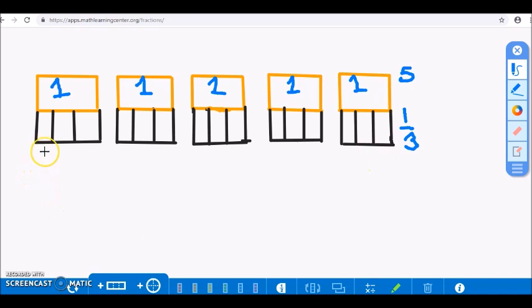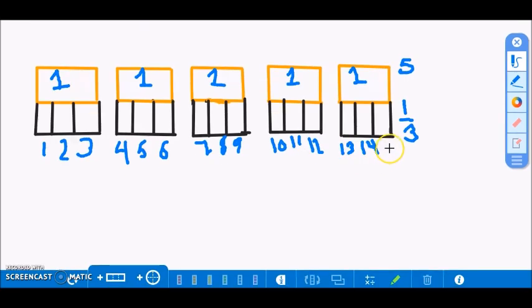Let's count them again. 1, 2, 3, 4, 5, 6, 7, 8, 9, 10, 11, 12, 13, 14, and 15. We have 15 groups of 1/3 in 5.